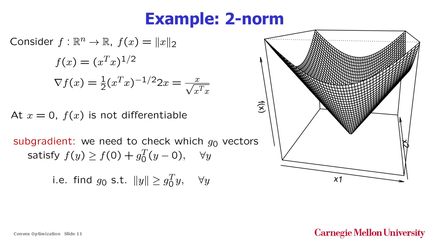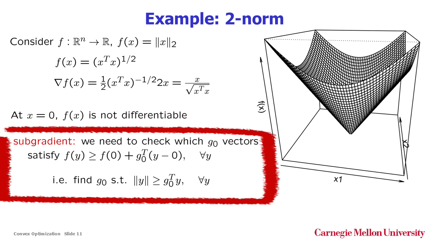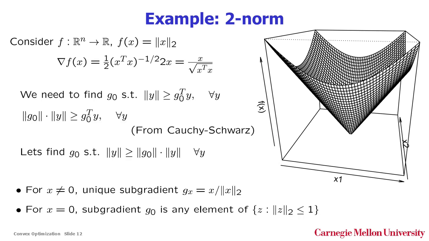Now, let's try to calculate the subgradient when x is 0. Using the definition of subgradient, we just have to find a vector g0 such that the norm of y is at least as big as g0 transpose y for all y. So, as we discussed, we need that the norm of y should be at least as big as g0 transpose y for all y. From the Cauchy-Schwarz inequality, we know that g0 transpose y can be upper bounded with the norm of g0 times the norm of y.